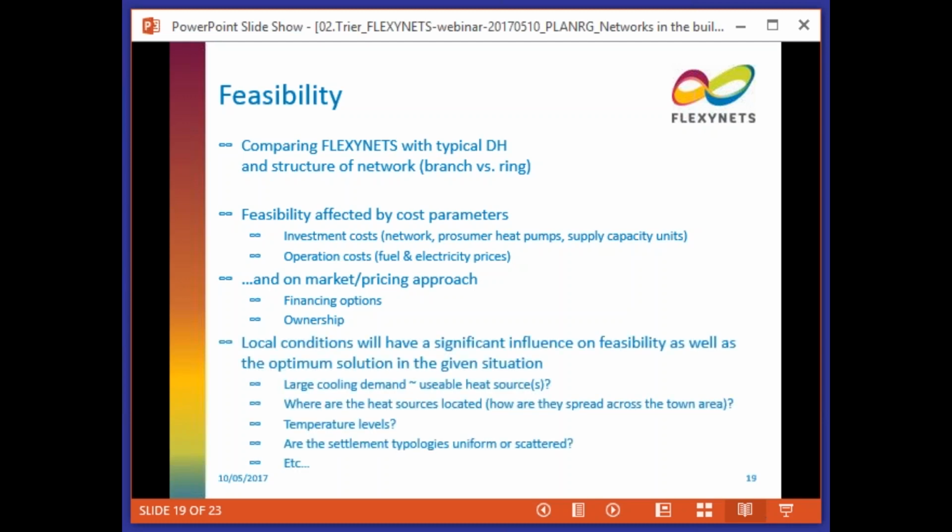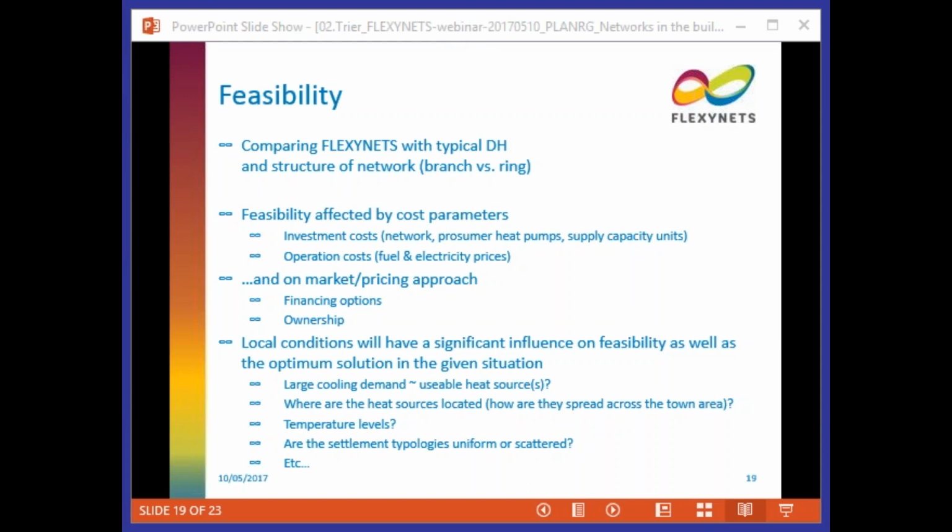So as mentioned, local conditions will have a significant influence on the feasibility, as well as what would be the optimal solution in a given situation. Is there a large cooling demand, meaning is there usable heat available from the cooling processes, and these heat sources or other excess heat facilities, how are they located? Are they spread a lot across the town area, which would lead to an increased feasibility for the ring structure, because then a larger number of supply points could be reached by the ring, so it becomes easier to feed excess heat into this network.